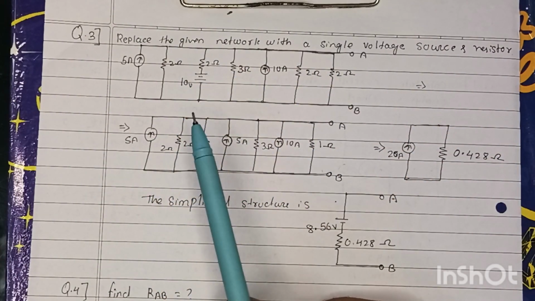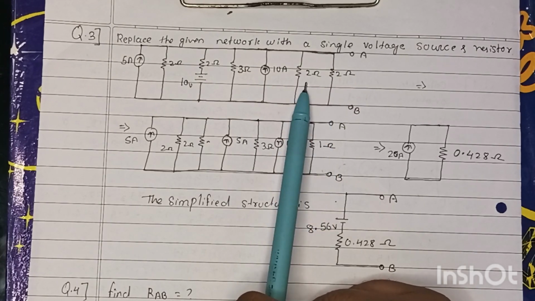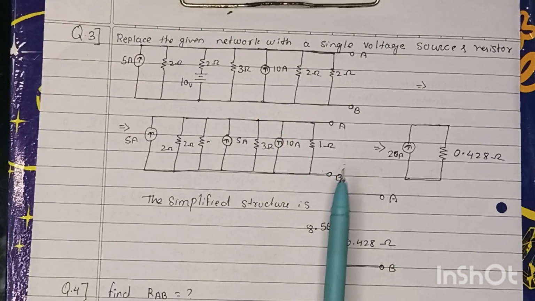So first of all, what will I do? Here you can see this 2 ohm and 2 ohm are in parallel, so I am reducing it, so it becomes half. So this is nothing but your 1 ohm.